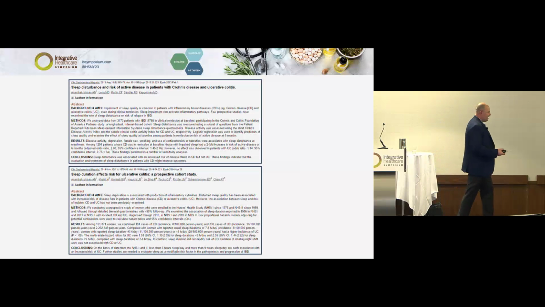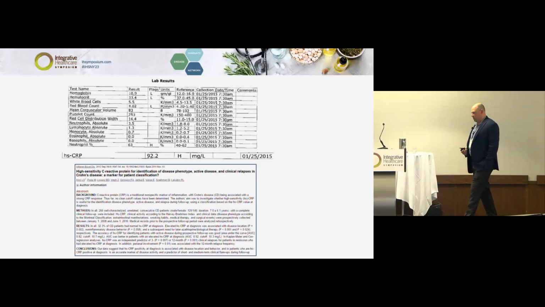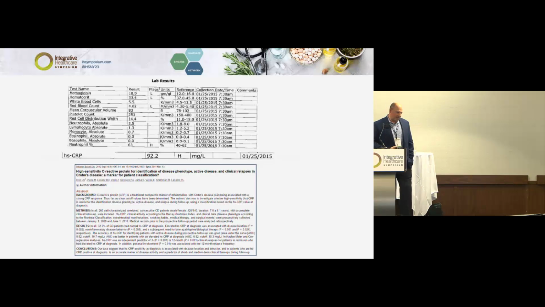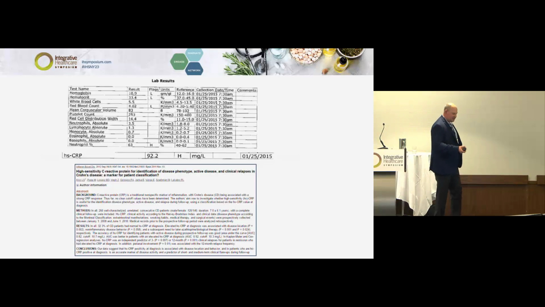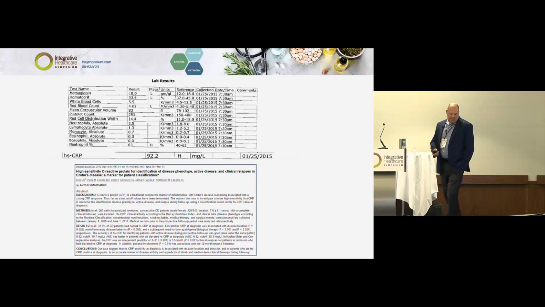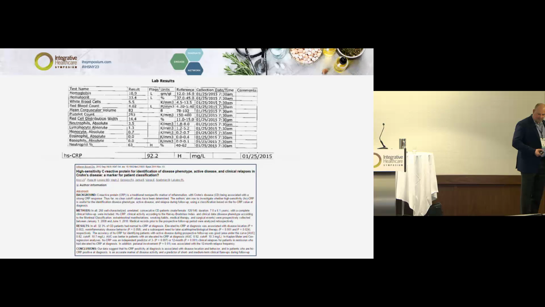So this is all I had on my first consult with this patient. I met with her and her father. We went over this, and her high sensitivity CRP was 92.2. And she was in the hospital, and I said, what did they say about the anemia? And he said, surprisingly nothing. And I said, what did they say about the high CRP? And he said, surprisingly nothing.